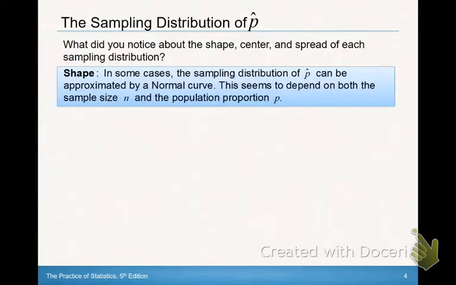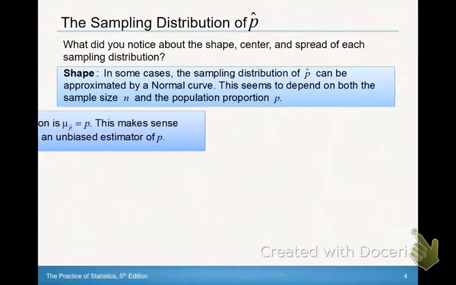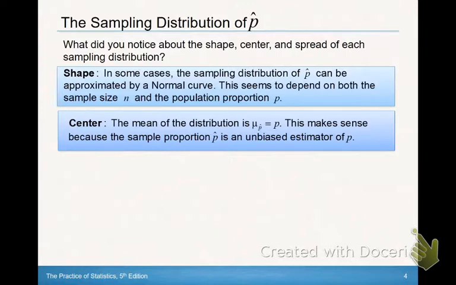For the shape, in some cases the sampling distribution for p hat can be approximated by a normal curve. This seems to depend on both the sample size n and the population proportion p. For center, the mean of the distribution is mu sub p hat is equal to p. This makes sense because the sample proportion p hat is an unbiased estimator of p.